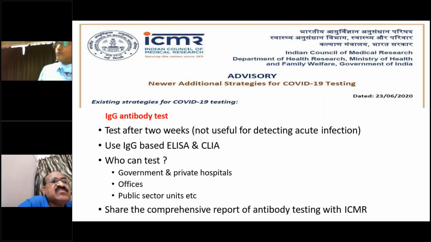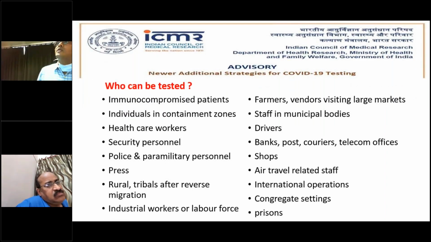So on 23rd June 2020, ICMR included IgG antibody testing for screening of healthcare workers, and this test can be done by the use of ELISA and CLIA. This test can be performed by government and private hospitals, officers, and public sector units. It can be performed on immunocompromised patients, individuals in containment zones, healthcare workers, etc.